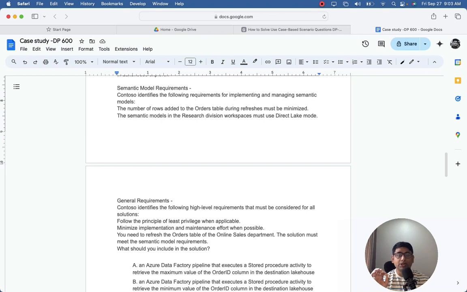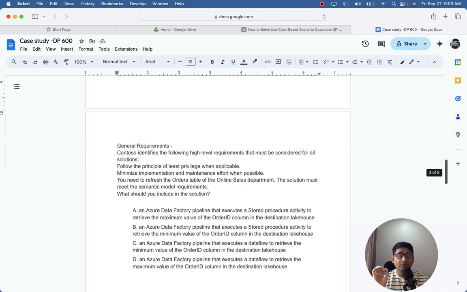Minimize implementation and maintenance effort when possible. Okay, you need to refresh the order table of the online sales department. The solution must meet the semantic model requirement. Now what is the semantic model requirement? The number of rows added to the order table during refresh must be minimized. So this is the core line of this case. Okay, so now they are asking what should you include in the solution. So you need to add rows in the online sales table, but based on the semantic model requirement, the number of rows added to the order table should be minimized.